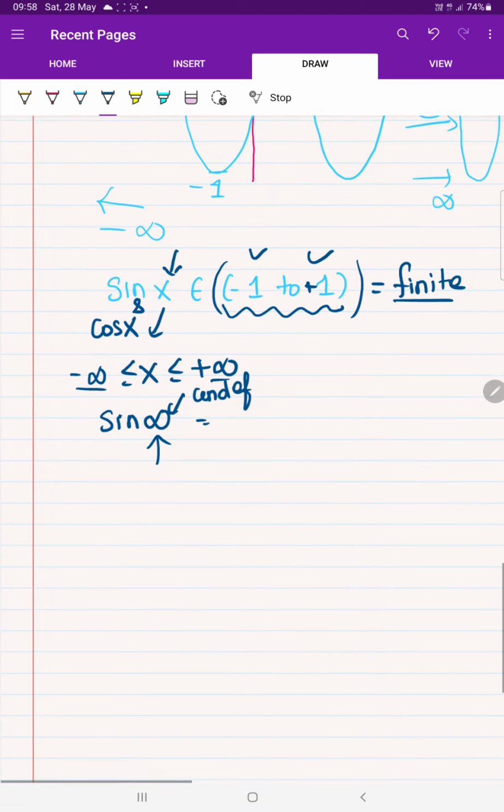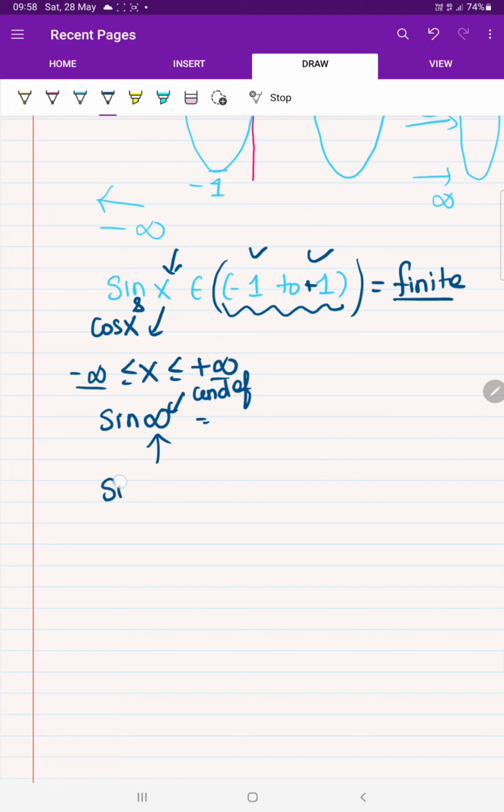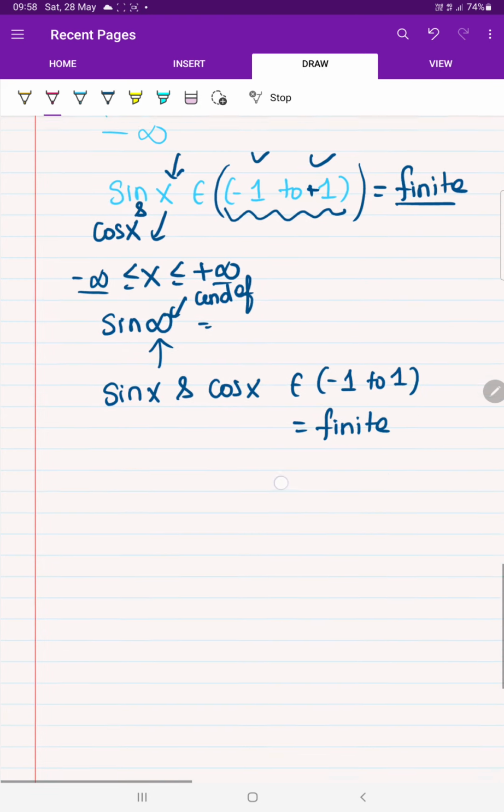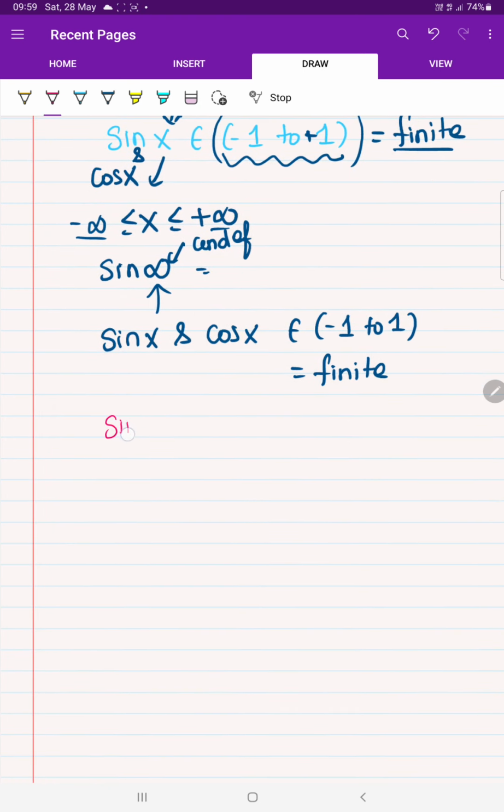So, do remember finally what the conclusion is here. The values of sin x and cos x are always bounded between minus 1 and plus 1, or I can say they will always be finite. From this, the conclusion is that the value of sin infinity is always finite because it is bounded between minus 1 and plus 1. Similarly, the value of cos infinity is also going to be finite.